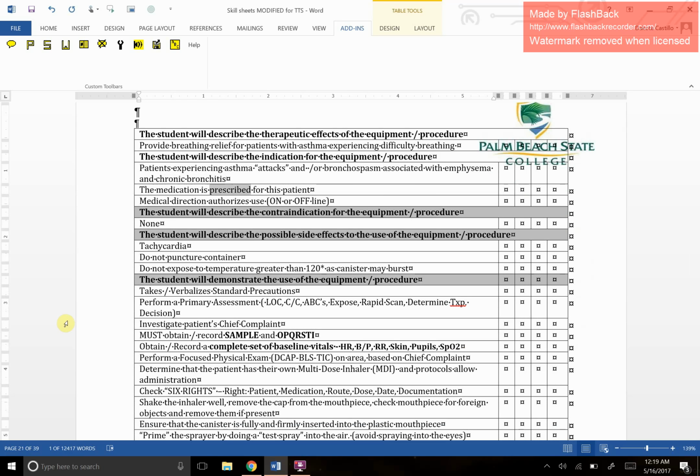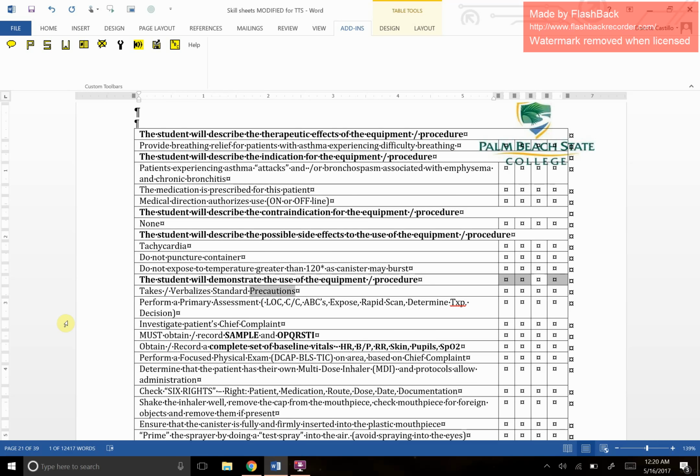The medication is prescribed for this patient. Medical direction authorizes use, on or offline. The student will describe the contraindication for the equipment/procedure. None. The student will describe the possible side effects to the use of the equipment/procedure. Tachycardia. Do not puncture container. Do not expose to temperature greater than 120 as canister may burst. The student will demonstrate the use of the equipment/procedure.